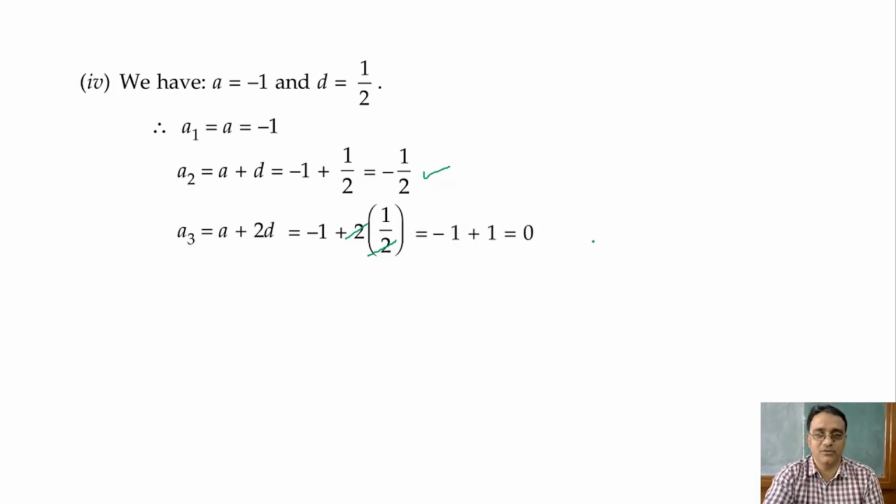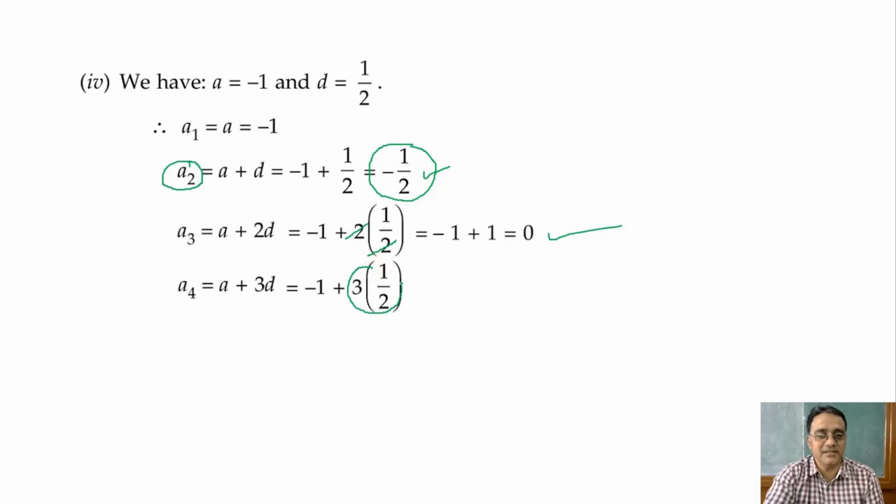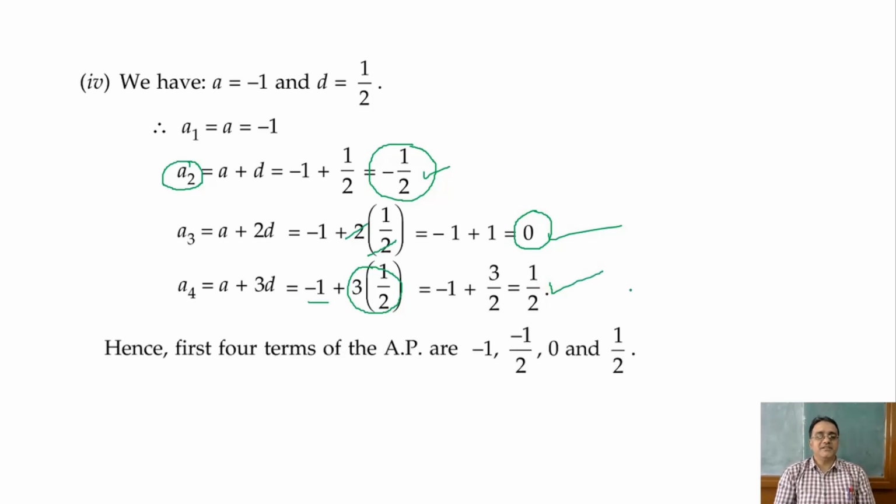0. Right. और हम लोग A2 plus D भी लिख सकते हैं. That is -half plus half. 0. Now the fourth term A plus 3D. That is -1 plus 3/2. So 3/2 में से -1 निकालेंगे तो कितना बचेगा? और ये ज़्यादा इजी है. A3 plus D, 0 plus half. We'll get half. Hence, the first four terms of the AP are -1, -1/2, 0 and 1/2.